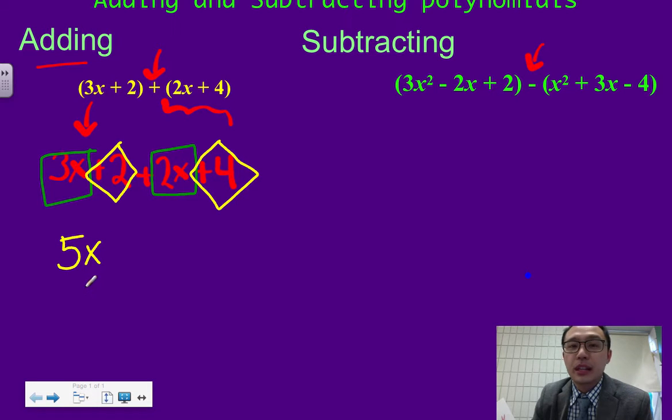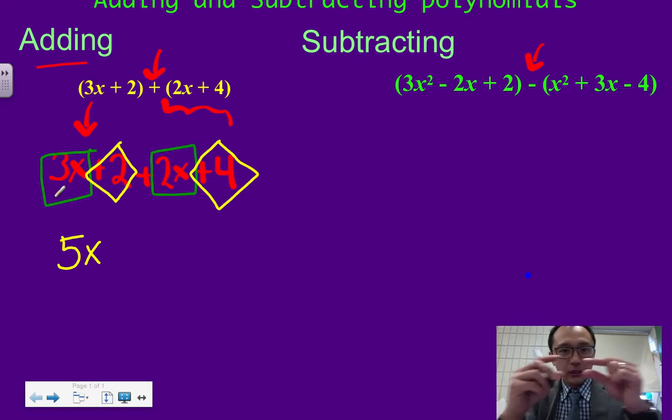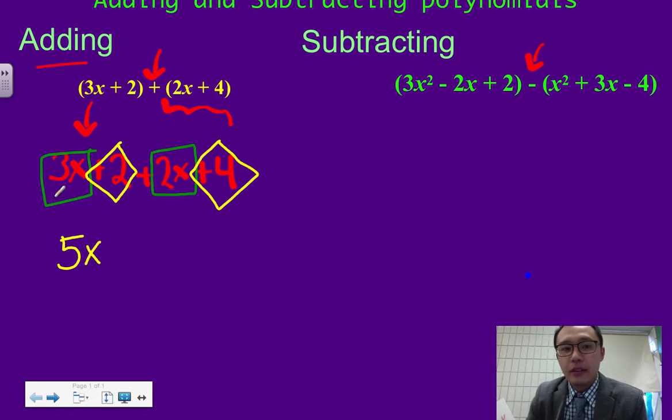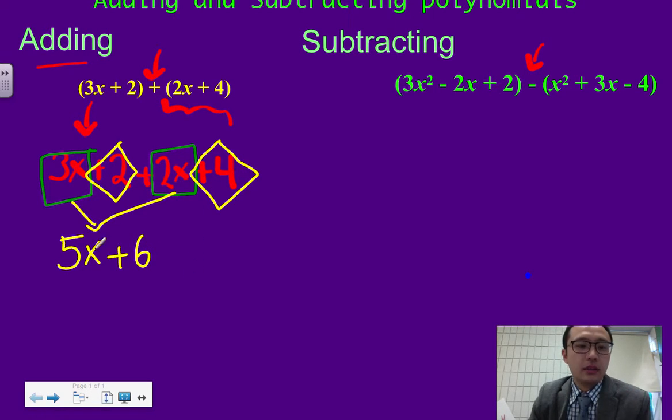If you use algebra tiles, then you should have 3 of the rectangle shapes and then 2 of the rectangle shapes, and then combine them, you will have 5 rectangular shapes, which is 5x. And then lastly, you're going to add your constant, which is going to be 2 plus 4, which is plus 6. So you notice that I combined these to get 5x, and I combined the 2 and the 4 to get 6. That's combining like terms, and that's adding polynomials. Basically, it's exactly the same.